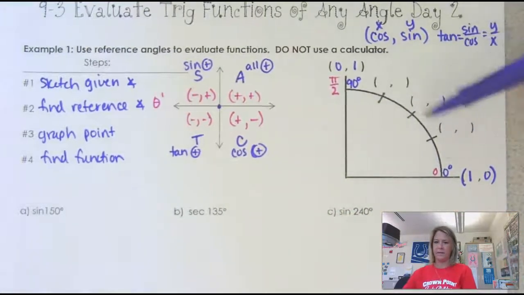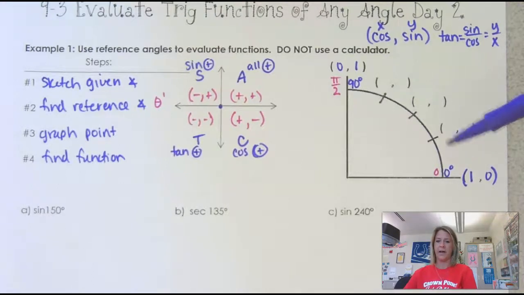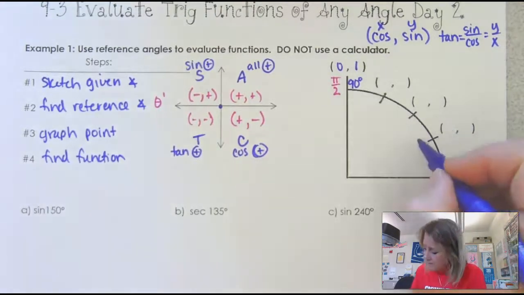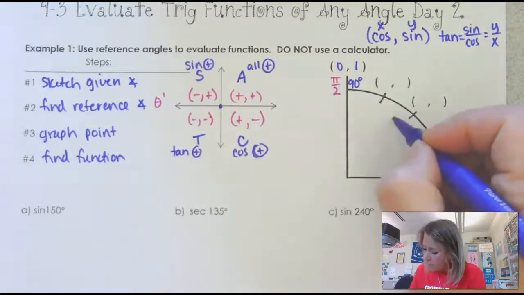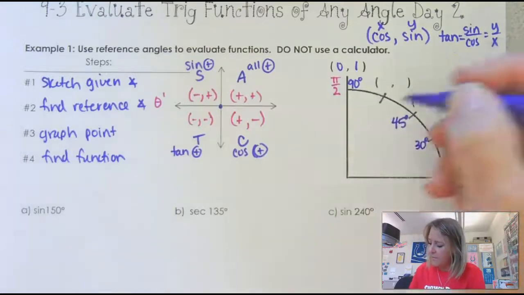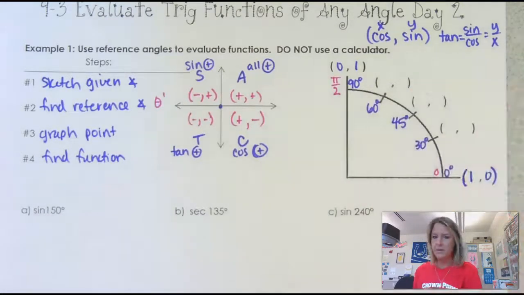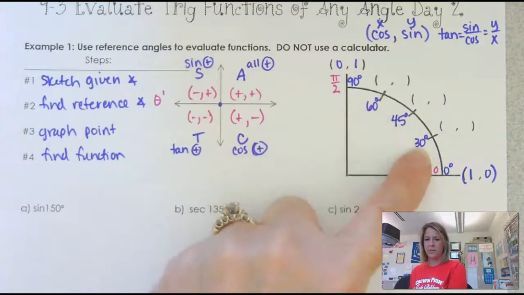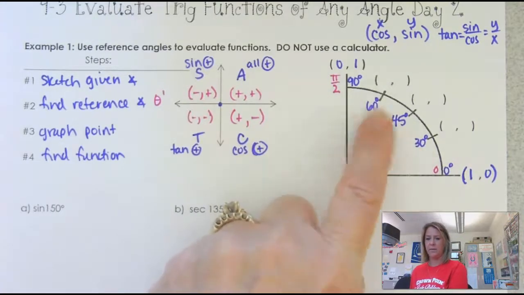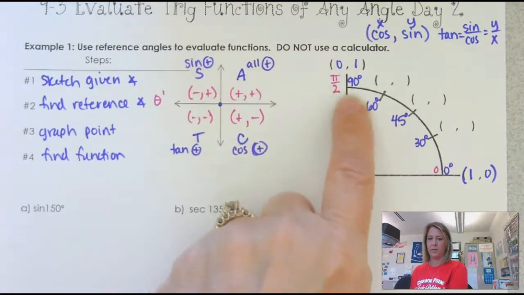Then we've got these three here. So we've got a 30-degree angle, we've got a 45-degree angle, and we have a 60-degree angle. So 60 is bigger, it's really twice of 30. So 30, another 30 is 60, another 30 is 90.